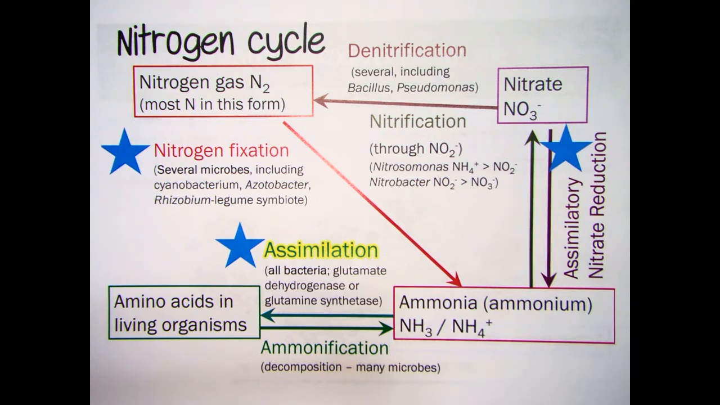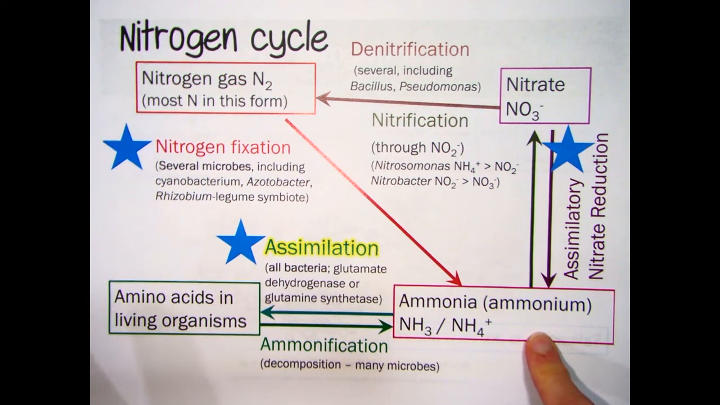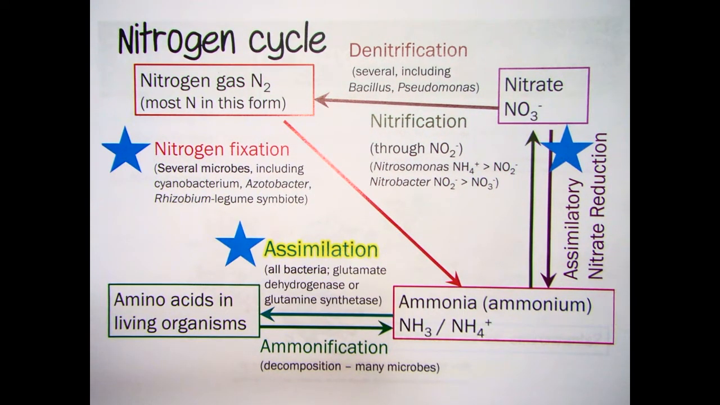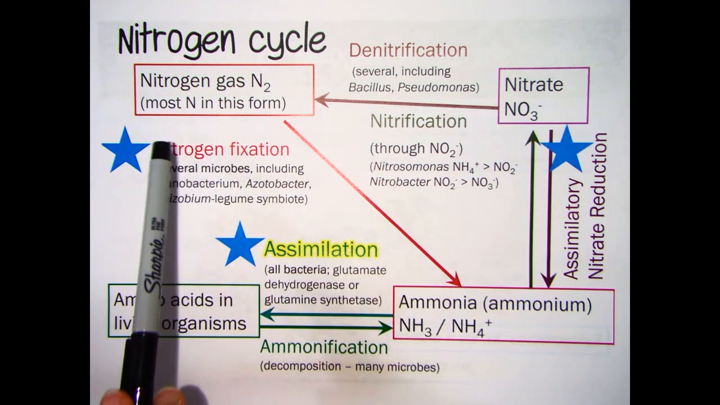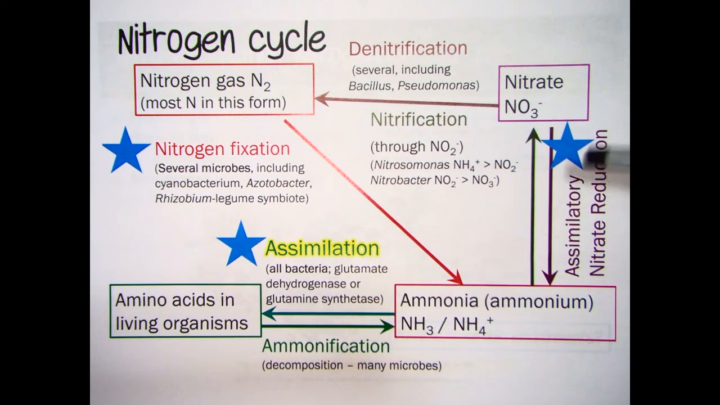But there are 2 main parts that we are going to learn. So the first part is going to be how to make ammonia, as I said in this video. And then the second part is going to be how to use the ammonia to make amino acids. There are 2 basic ways to make ammonia. First is nitrogen fixation. So nitrogen fixation makes ammonia from nitrogen gas. Second is assimilatory nitrate reduction, which makes ammonia from nitrate, NO3-.